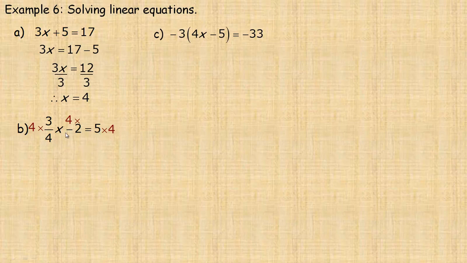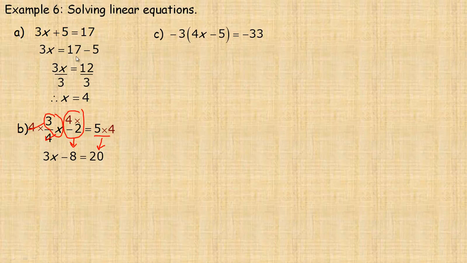Now, the reason for multiplying by 4 is so that this 4 and this 4 divide out. So you see, this part here is just 3 times x, which of course is 3x. Now, -2 times 4 is -8, so that's why there's a -8 here. And 5 times 4 is 20, so that's why there's a 20 there.